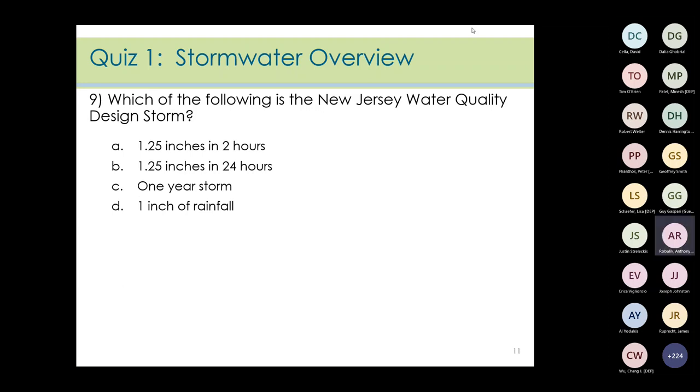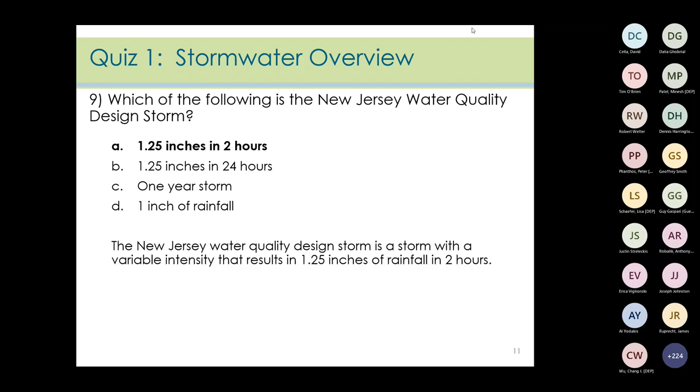Question nine, which of the following is the New Jersey water quality design storm? And the answer to this is A. And so the New Jersey water quality design storm is a storm event with a variable intensity that results in 1.25 inches of rainfall over 2 hours.